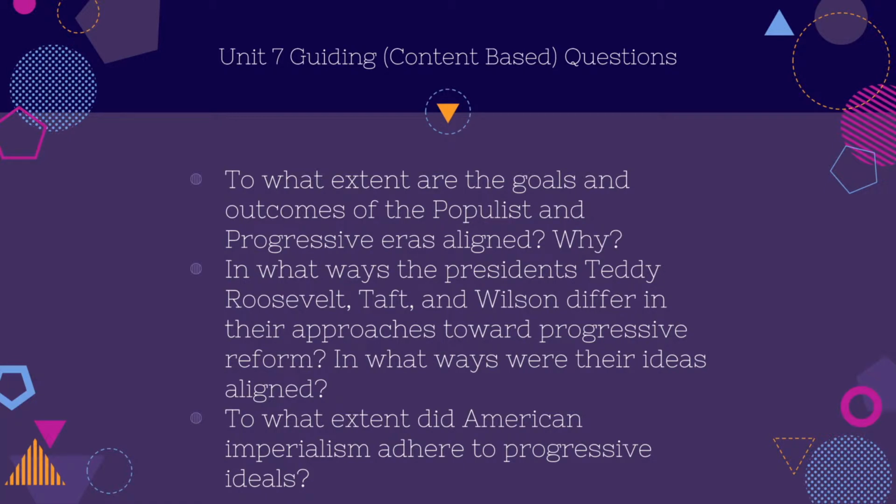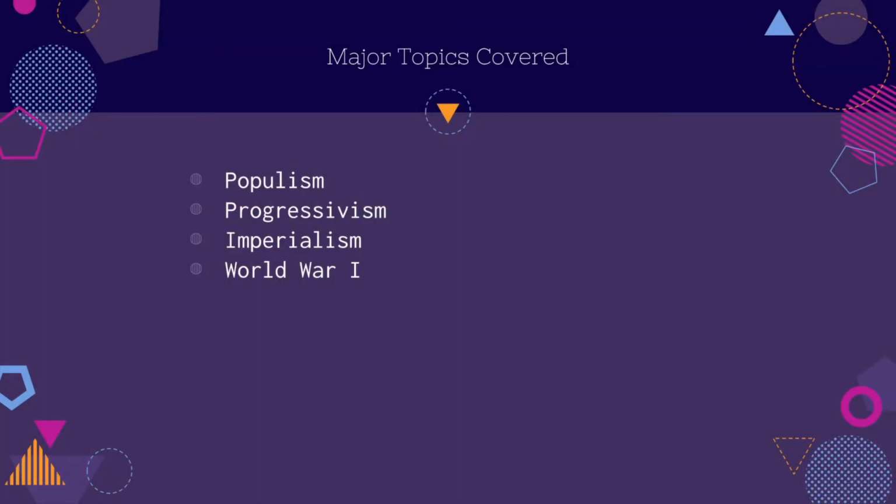briefly. And also, of course, in what ways did their ideas align? Well, of course, they were all so-called progressive presidents. In what ways did these different presidents envision progressivism differently? So, to what extent did American imperialism adhere to progressive ideals? And this is going to align much more with our discussion going into the World War I era, and that is how we will close here. All right, so those are the topics we're studying.